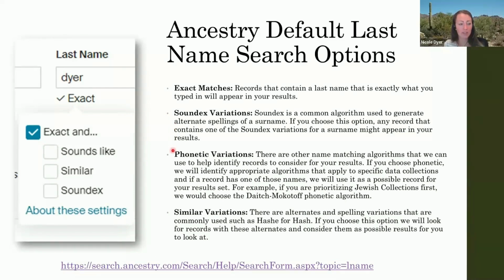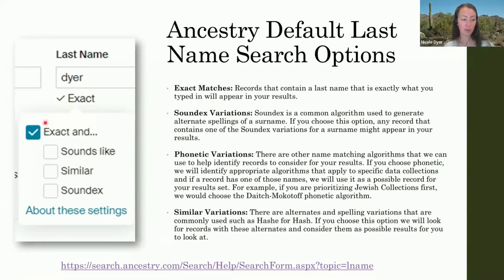And so then if you also choose phonetic variations, sounds like, this is even broader than the Soundex, and it actually will choose the best algorithm for sounds like, because Soundex is focused on English spellings. If you're using like a Jewish name, then it's going to have a different algorithm that it uses, like the Daitch-Mokotoff phonetic algorithm. So that is one of the limitations of Soundex, is that it is only for English type surnames. All right, and then similar variations, it will search for spelling variations that are commonly used.